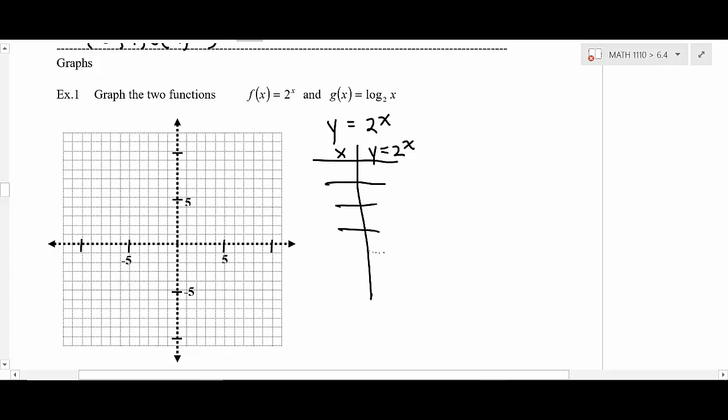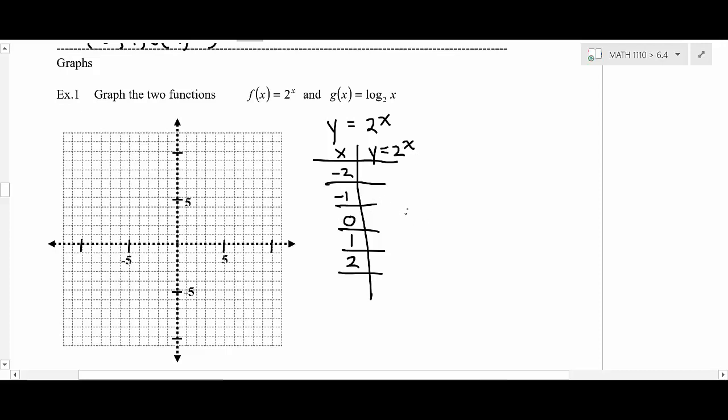So what kind of numbers could I use for x? Is there anything x can't be? Yeah, an exponent can be any number, right? It can be negative, it can be 0, it can be positive, it can be anything. So I would suggest that you just do real simple numbers, 0, 1, 2, negative 1, negative 2, like this. We have graphed this before, so it's just kind of a review of that. Then we're going to just work these out.